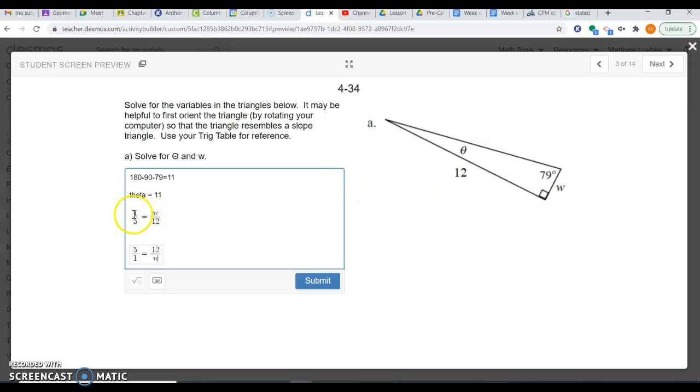Now, either way you cross multiply here, 1 times 12 is 12, 5 times W is 5W, so 5W equals 12. If you do it this other way with 79, you get 1 times 12 is 12, 5 times W is 5W, so you have 5W equals 12 again. And so it just shows you there's multiple ways to do these problems depending on which angle you're using, and just be careful when you're choosing your angle, what is going to be your rise and what is going to be your run. Okay, hopefully this video helps.